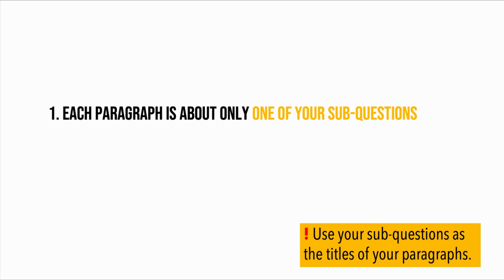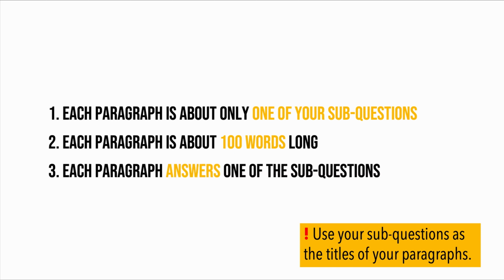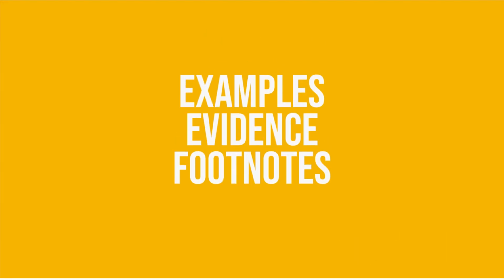2. Each paragraph is about 100 words long. 3. Make sure that your paragraphs also give the answer to each of the sub-questions. Finish your paragraph by saying something like, "And this is what happened during the tulip mania," or "Now you know why people liked tulips so much during the Golden Age." Next, you will learn what we mean when we talk about examples, evidence, and footnotes.